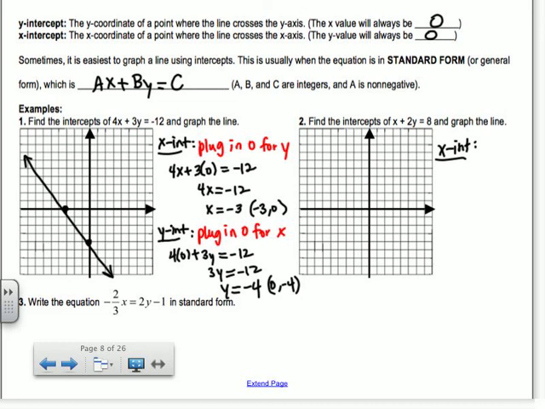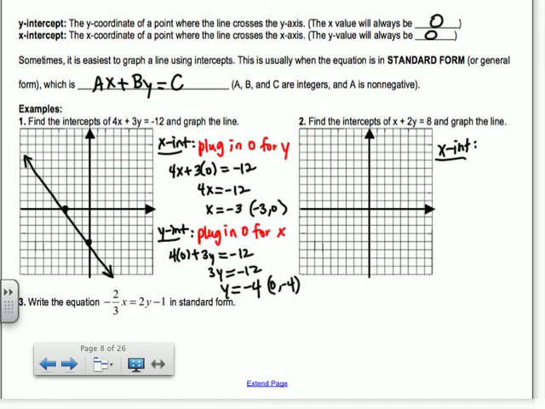All right, if I'm finding my y-intercept, plug in 0 for x. I have 2y equals 8. So y is 4. So that means I have 0, 4, the other point. See how you can do a lot of it in your head. You don't have to write all those steps every single time. So it's kind of nice.